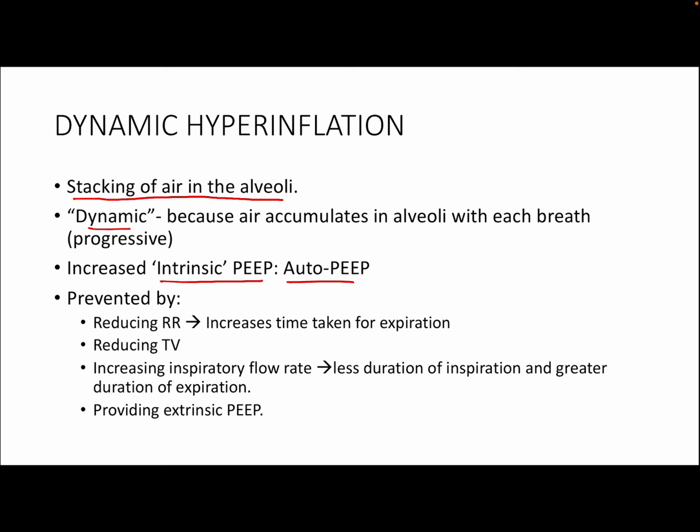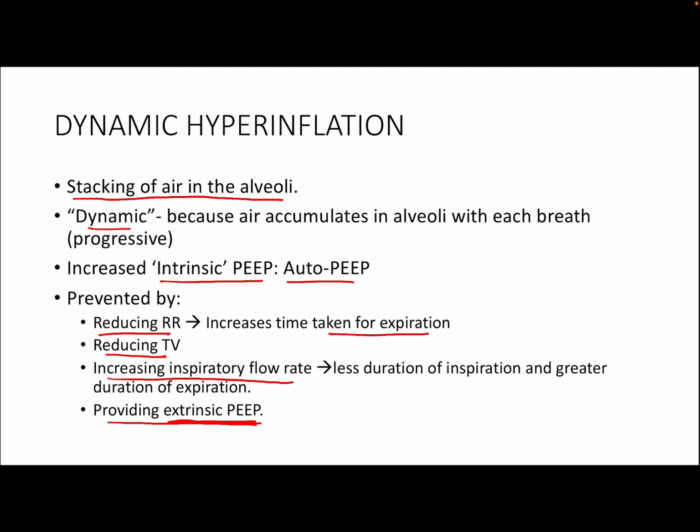So how can you prevent this dynamic hyperinflation? The first is reduce the respiratory rate. By reducing the respiratory rate, you are increasing the time taken for expiration, letting all that air move out. You could reduce the tidal volume. You could increase the inspiratory flow rate so that there is less duration spent in inspiration and greater duration spent in expiration. And you can provide extrinsic PEEP.